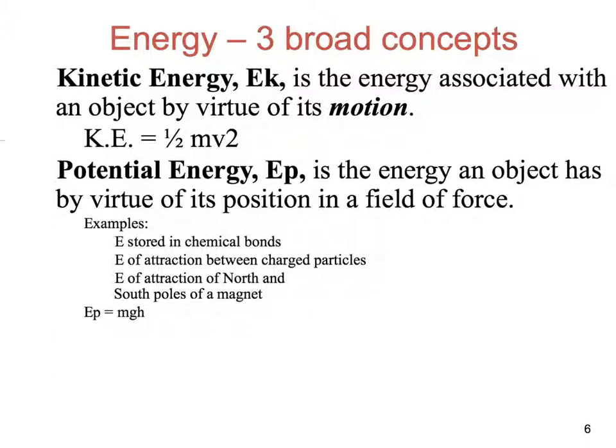It is known as E sub p, and is the energy an object has by virtue of its position in a field of force. Examples would be the energy stored within chemical bonds, the energy of attraction between charged particles, and the energy of attraction between a north and a south pole of a magnet. E sub p is determined by the mass times g for gravitational pull times the height here on Earth.